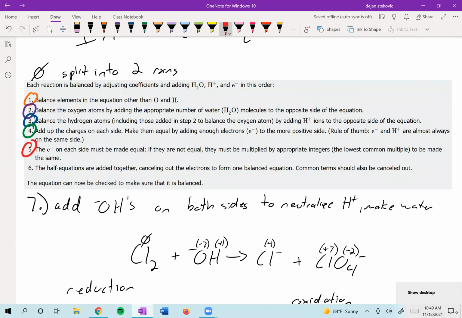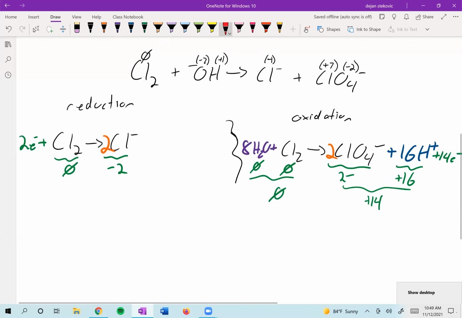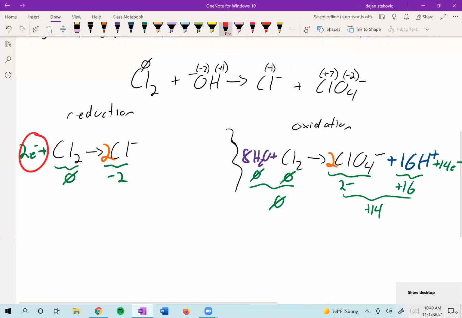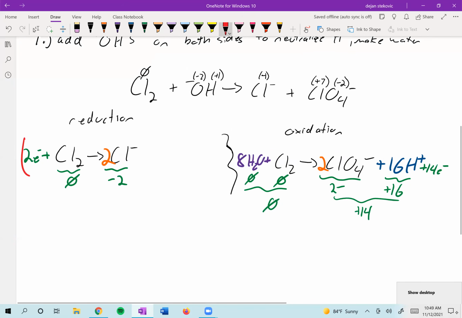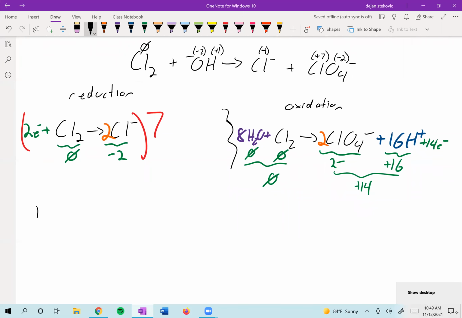After that, we have to make sure that our electrons are the same on both half cells. If not, we have to make them equal. So we have 2 electrons over here, 14 here. The common denominator there, or a common multiple, is 14. So we need to multiply this whole equation times 7. So that'll result in 14 e minus plus 7 Cl2 goes to 14 Cl minus, right? Notice I'm multiplying the whole equation by 7.